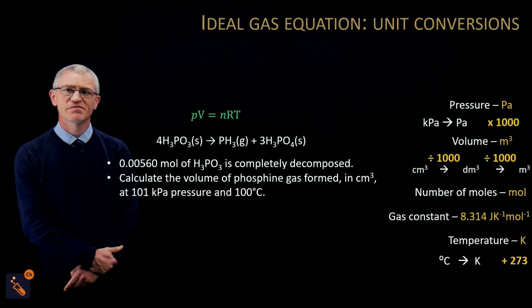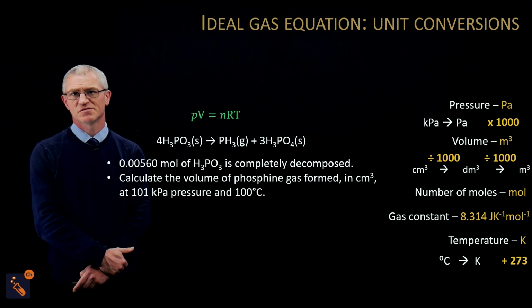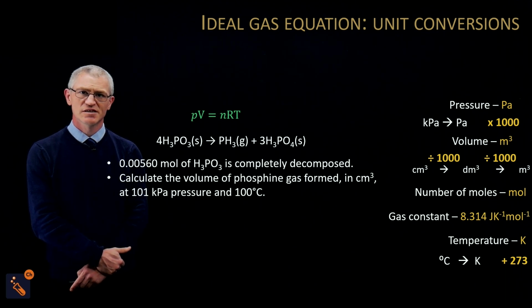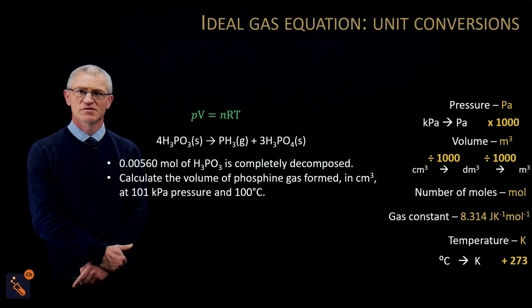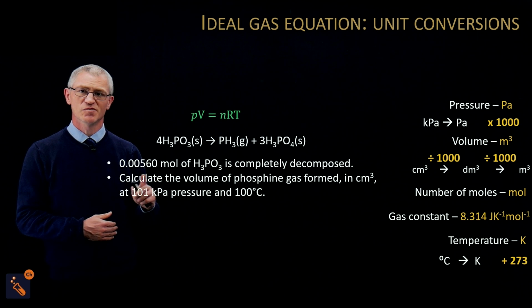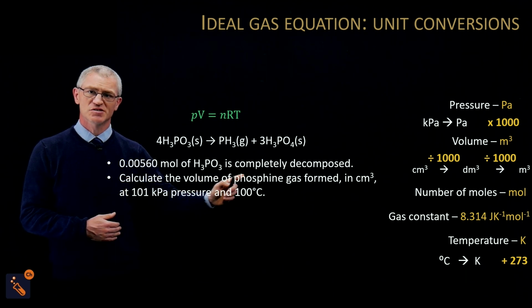Now let's go through the first question in our series. The first question is just really going to be talking about putting the values into PV equals nRT and doing the unit conversions. First of all, we need to recognise what we have in the question. We have a number of moles, and we know it's completely decomposed.